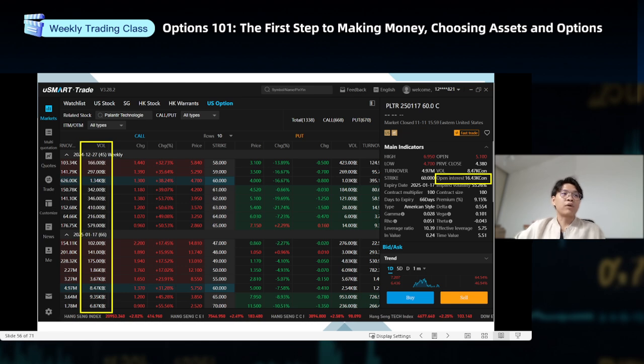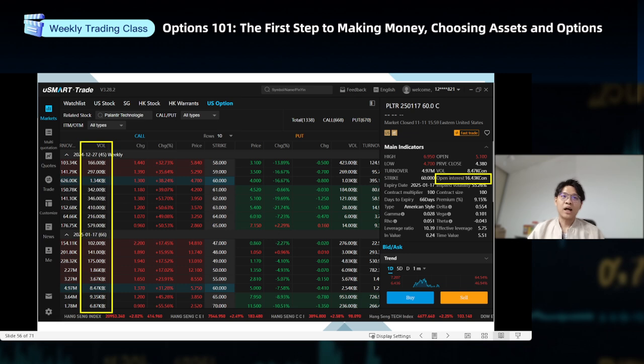And we want to compare whether the one that is going to expire in 45 days is better, or the one that is going to expire in 66 days is better. And you can see that the one that is going to expire in 2 months has a higher trading volume and a higher open interest, which means that the option that is going to expire in 2 months has higher liquidity compared to the one that is going to expire in 1.5 months.